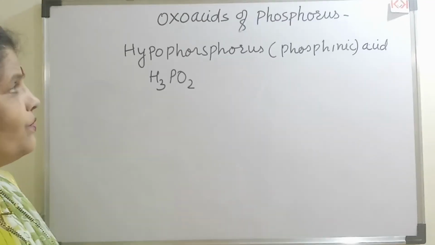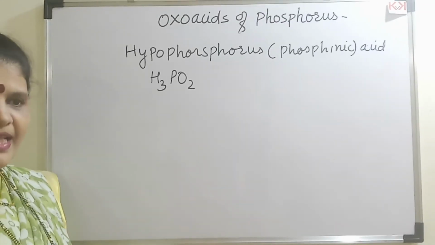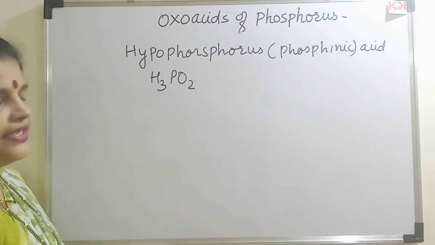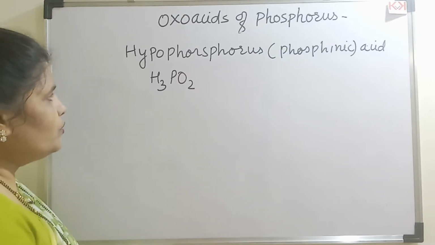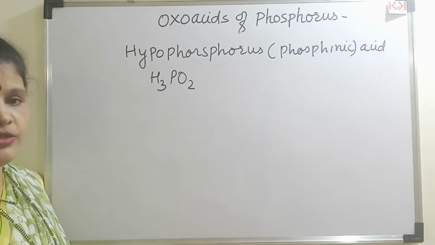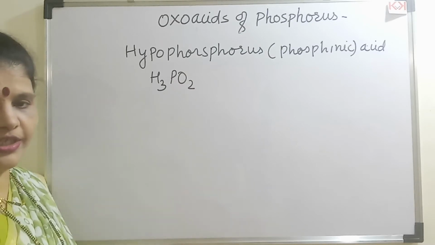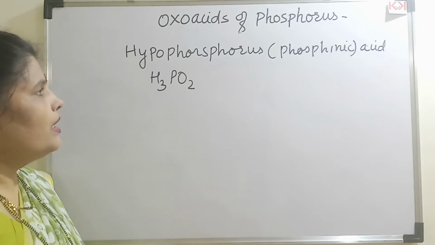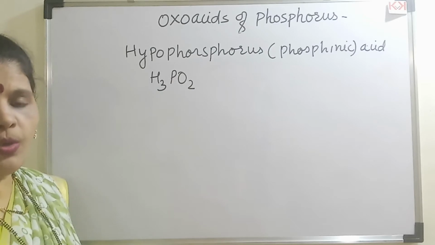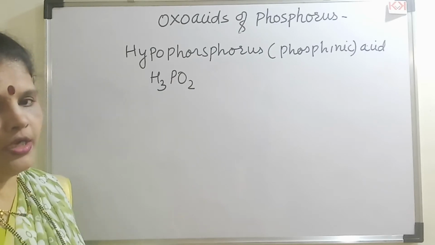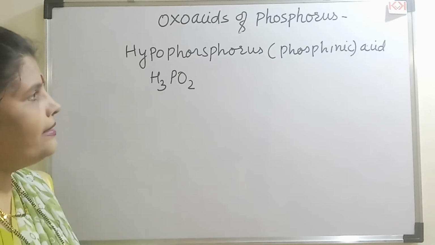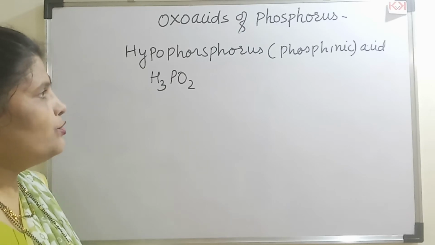In today's video, we are going to see a simple and easy trick to draw the oxoacids of phosphorus. How to draw the oxoacids, what is the structure, how to assign the oxidation number, and how to predict whether it is a monobasic acid or a dibasic acid. So that trick we will be learning in today's lecture.